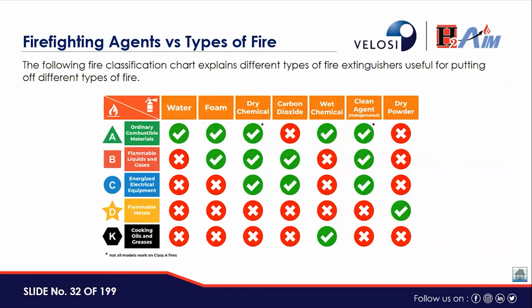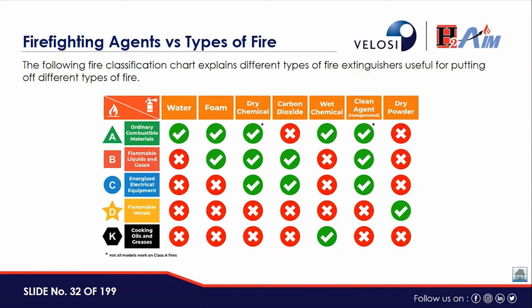For example, for class A fires, which are ordinary combustible materials, we can use water-based fire extinguishers, foam, dry chemical, wet chemical, and clean agents, but we cannot use dry powder and carbon dioxide. For class B fires, which are flammable liquids and gases, we cannot use water, wet chemicals, and dry powders. We can only use clean agents, carbon dioxide, dry chemicals, and foam.